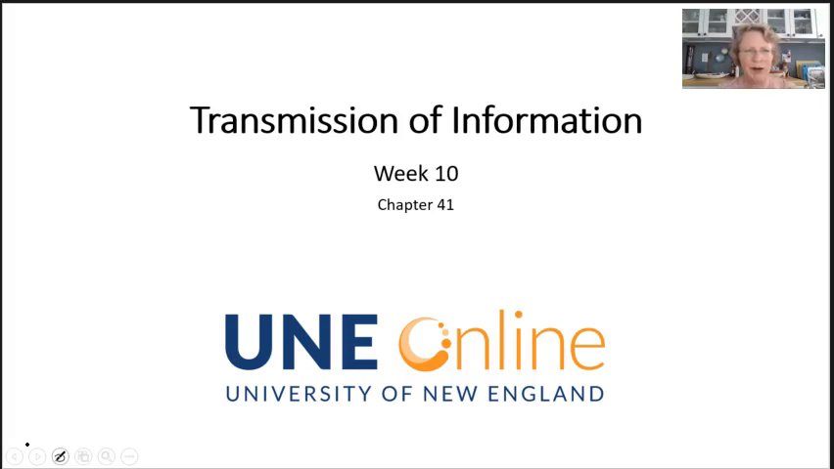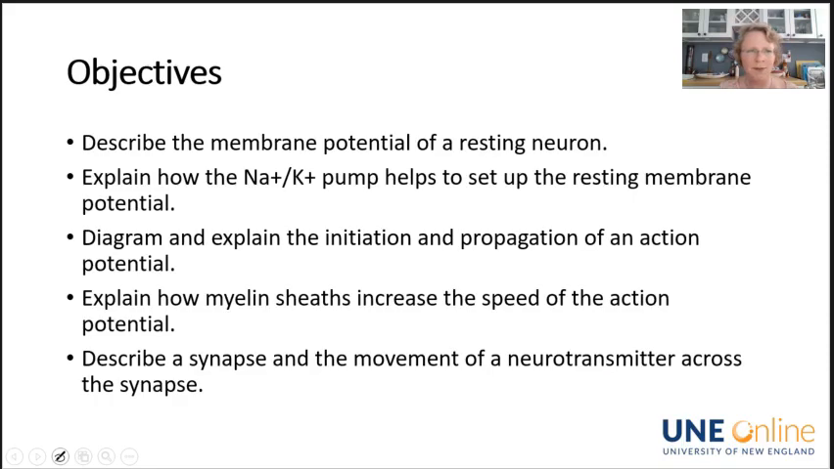In this lecture, we're going to focus on the transmission of information along the neurons. So our objectives will be to describe the membrane potential of a resting neuron, explain how the sodium-potassium pump helps to set up the resting membrane potential, then diagram and explain the initiation and propagation of an action potential, explain how myelin sheaths increase the speed of the action potential, and describe a synapse and the movement of a neurotransmitter across the synapse.